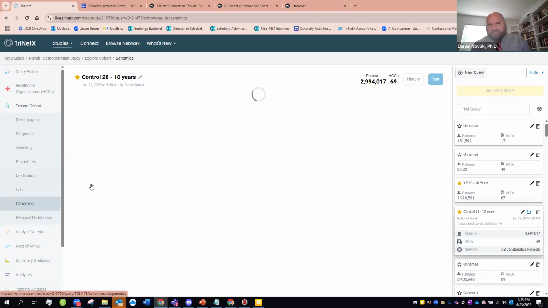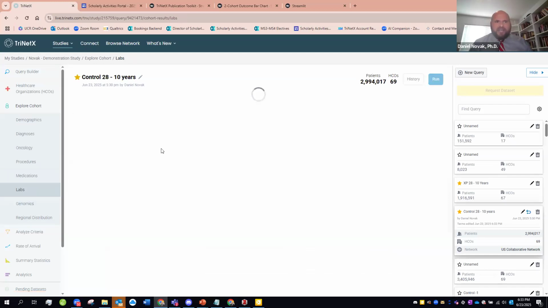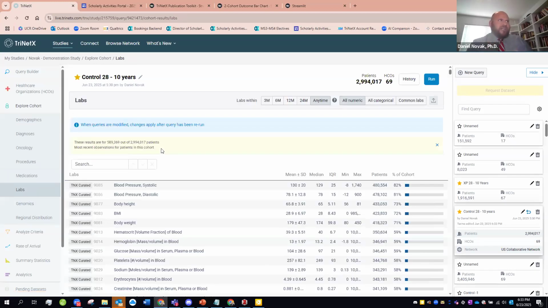You can also, if you are interested in looking at genomics and oncology, you can look at those tabs as well. But we'll leave that for a future version.